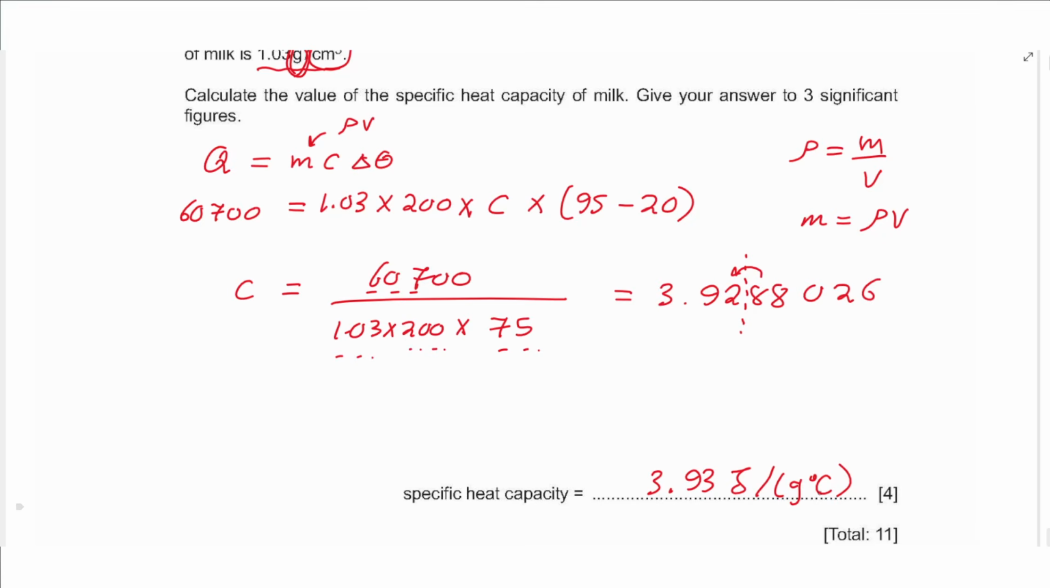Another person could use the mass in kilograms, and the number will be 1000 times greater, but the unit will be joule per kilogram degrees Celsius.